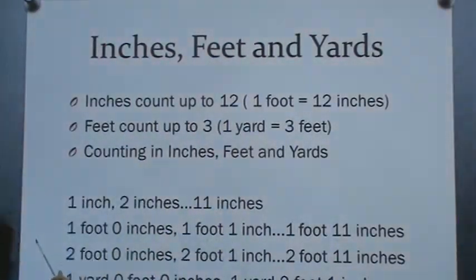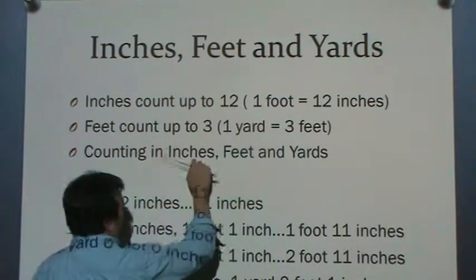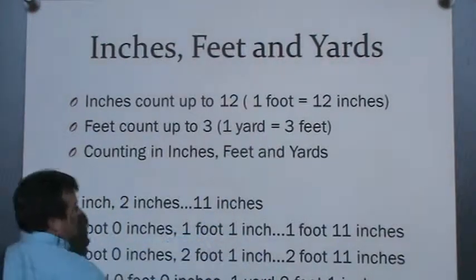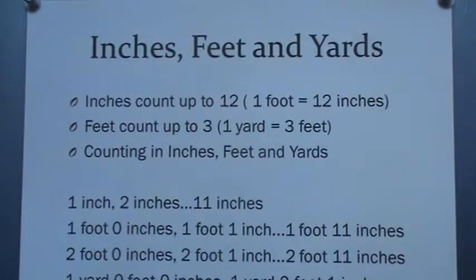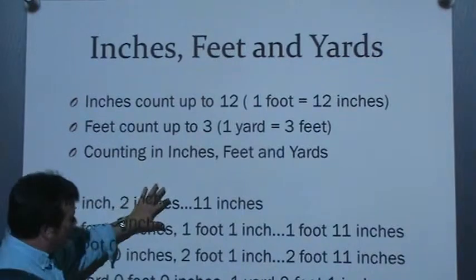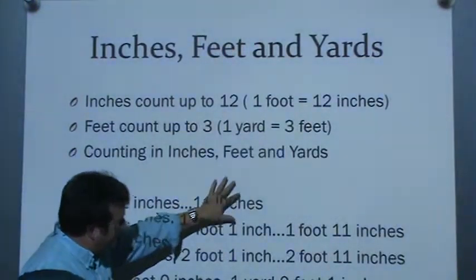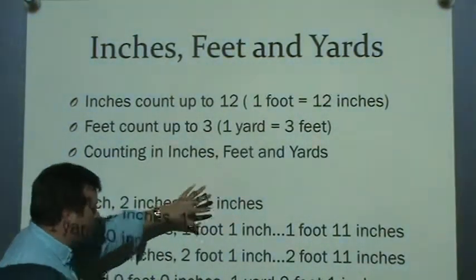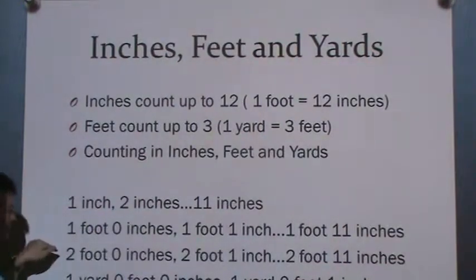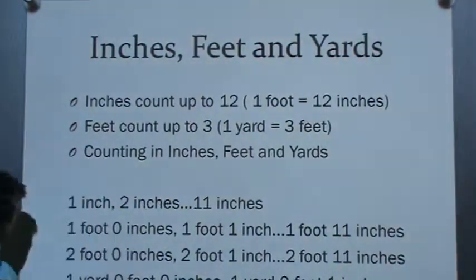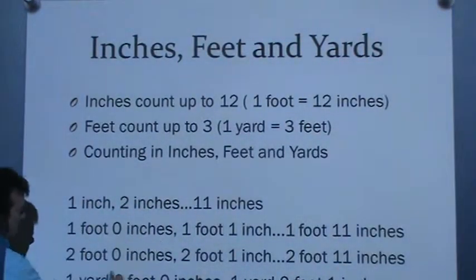So it's not a radix of 10. It doesn't go up to 10 and then start over. It goes up to 12 and then starts over. Feet count up to 3, so 1 yard equals 3 feet. And then counting in inches, feet, and yards, for example, we would go 1 inch, 2 inches, all the way up to 11 inches. And then after 11, we would add 1 to the column next to it and go back to 0. So we'd go to 1 foot 0 inches.